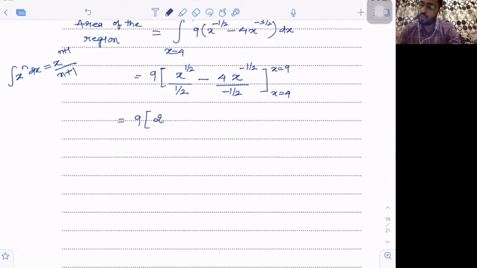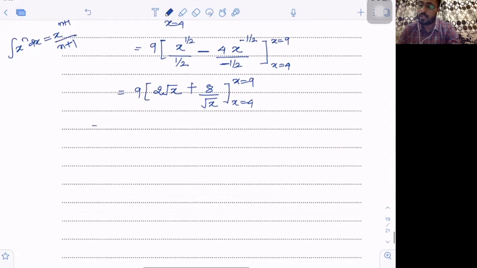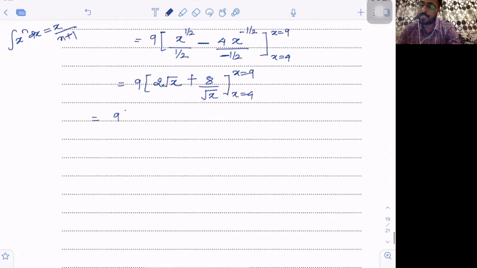9 times of 2 x raised to half can be written as root of x, right? Then the negative sign here and this negative sign will become positive. 4 upon 1 upon 2, that gives you 8. x raised to minus 1 upon 2 becomes 8 upon root x. The values of x are from 4 to 9. So you want to plug the upper limit first and then the lower limit. You can do all these things on the calculator as well, but I would strongly recommend to write the steps. So 9 times of 2, I'm going to substitute the upper limit, students. Root of x is 9 plus 8 upon root of x is 9. So that's the upper limit minus 2 times of root of x is 4 plus 8 upon root of 4.